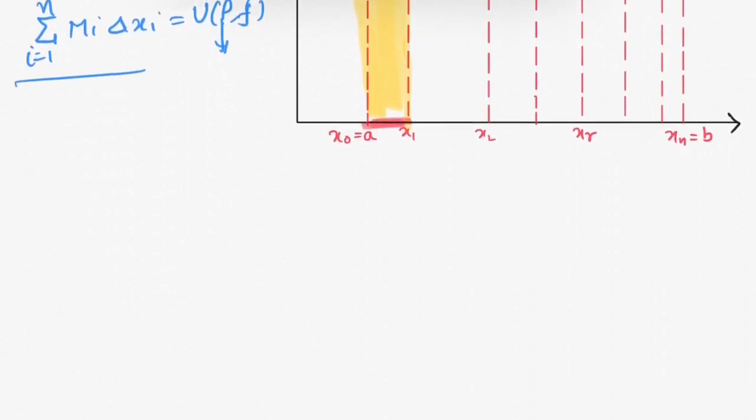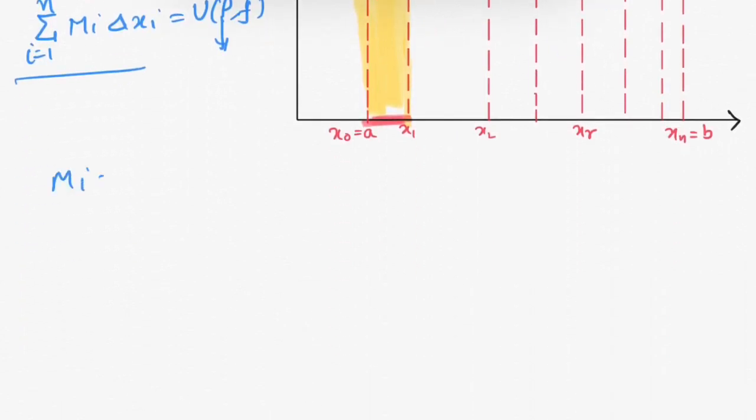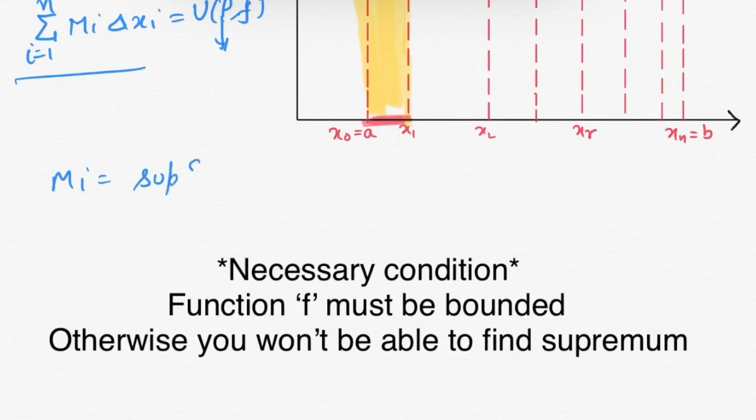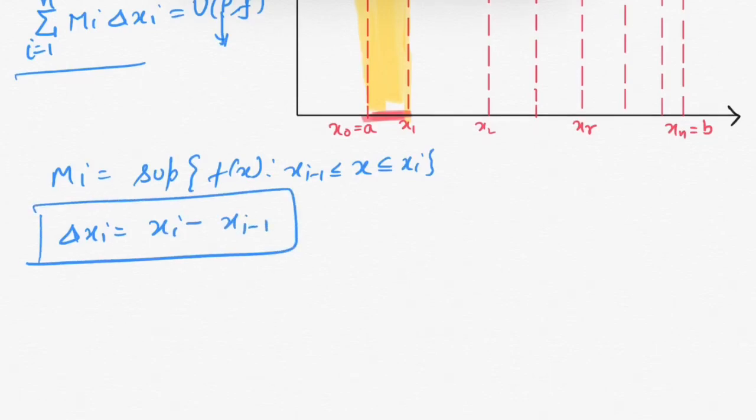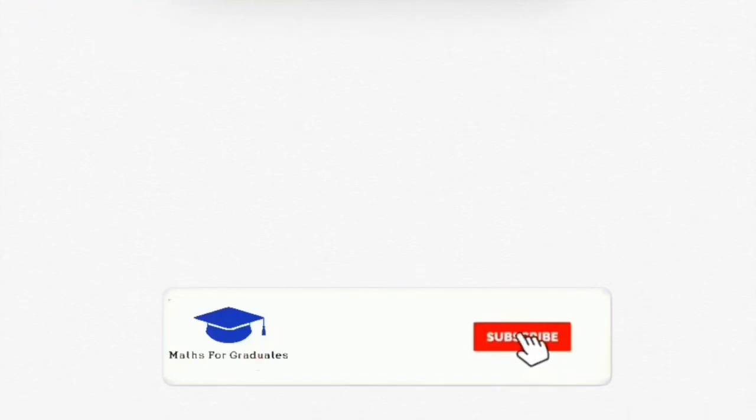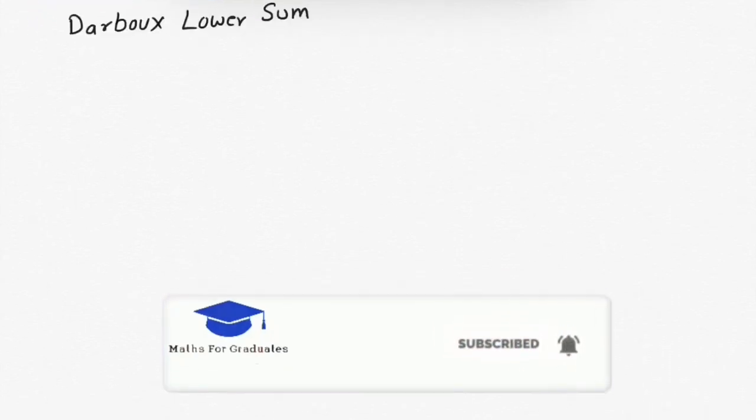P is for the partition and f for the function f(x). Here capital Mi is the supremum of the function f(x) in the ith interval, and delta xi is the length of the ith subinterval, which equals xi minus xi-1. In the same manner we can explain the Darboux lower sum.